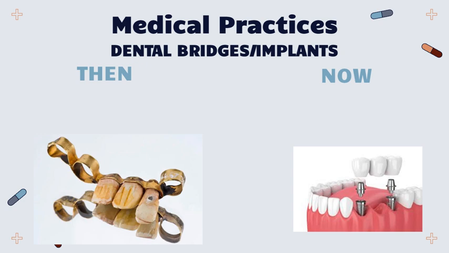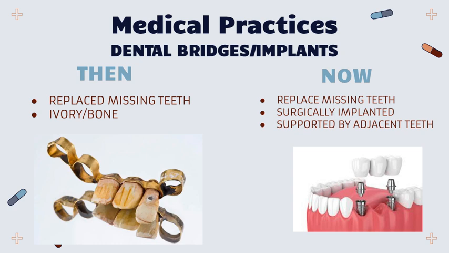They utilized material like ivory and bone, and sometimes even teeth from slaves for dental prosthetics. Dental bridges and implants are still used today to replace missing or rotten teeth, but most are surgically implanted and relatively permanent. These can be made out of porcelain or plastic to resemble a human tooth.